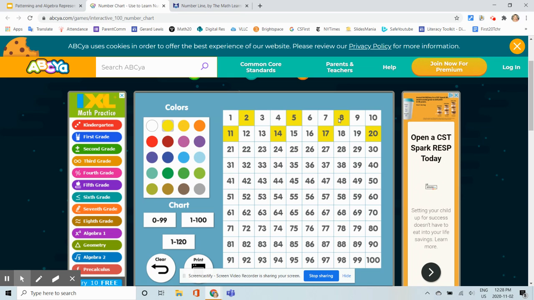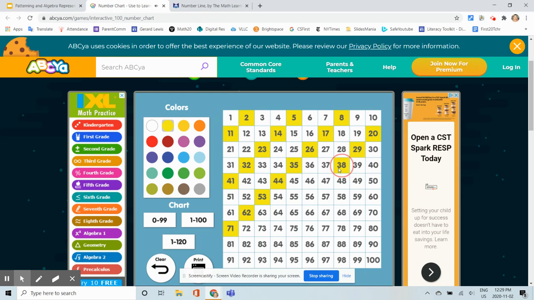But I can now see a pattern starting to develop in this 100 chart. I don't know about you, but to me, it looks like they're going down on an angle. So do I need to keep counting by 3s? 1, 2, 3, 1, 2, 3. I don't know about you, but I can just start seeing what's happening with the pattern and filling it in.